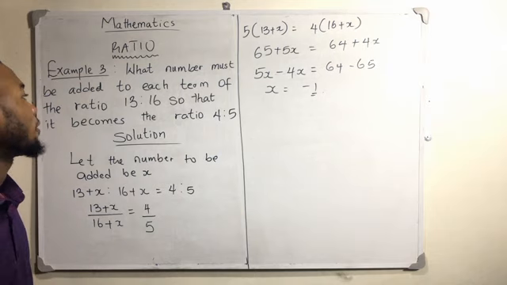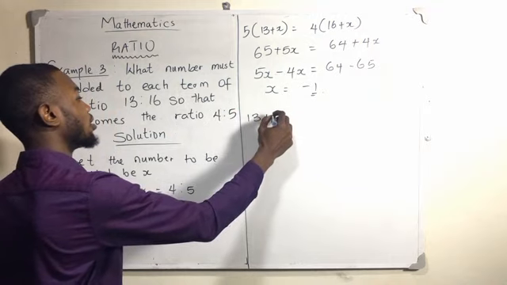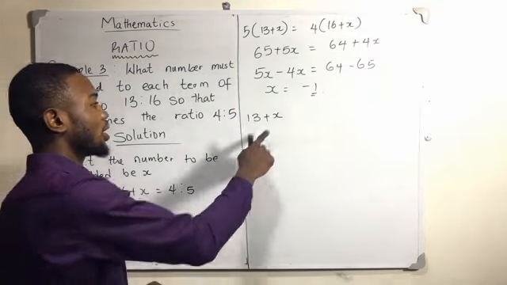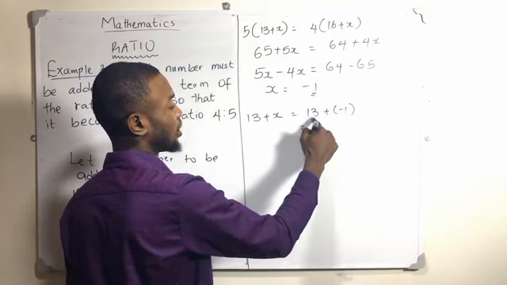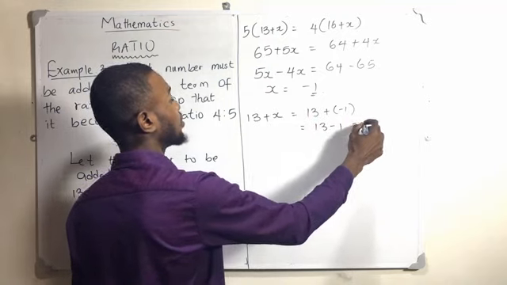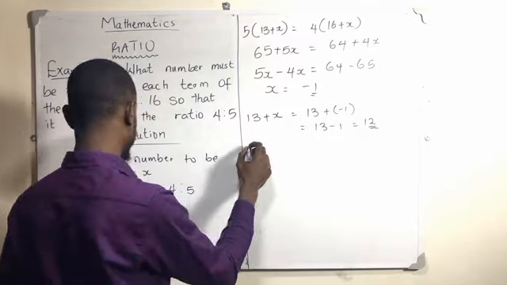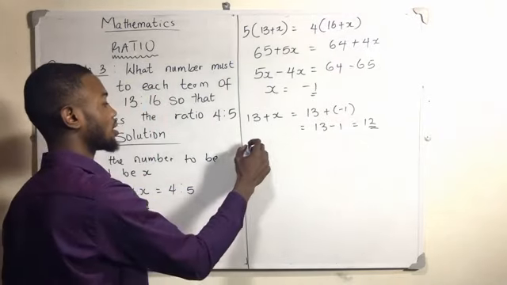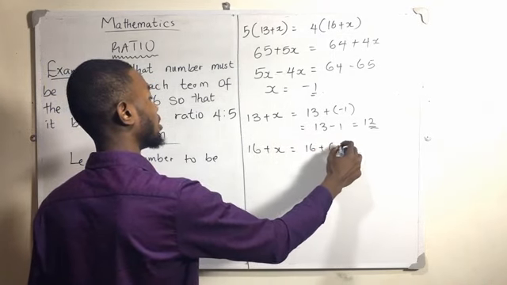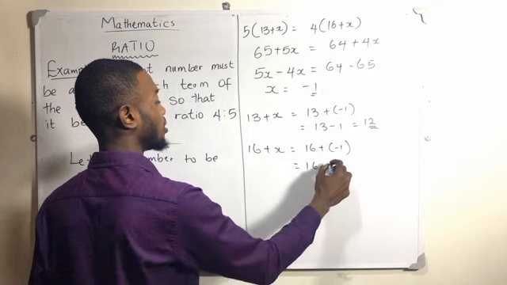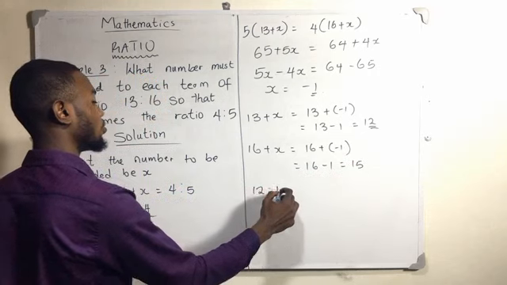Now let's quickly check. When we have 13 plus x, when we are replacing the x with minus 1, we have 13 plus minus 1, and therefore we have 13 minus 1, which is 12 for the first one. Then the second one, which is 16 plus x, is written as 16 plus minus 1. We have 16 minus 1, which is 15. If you look at this, we have 12:15.